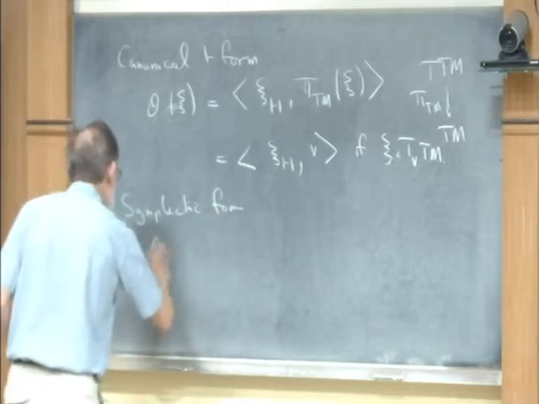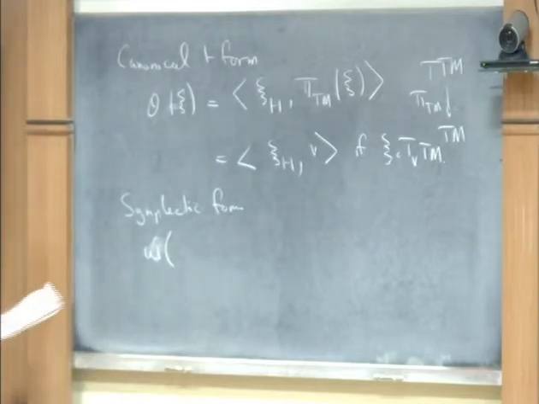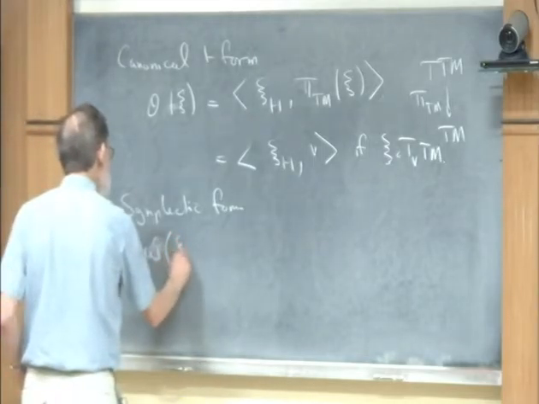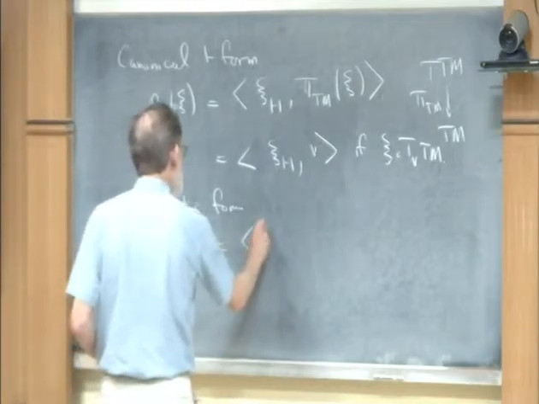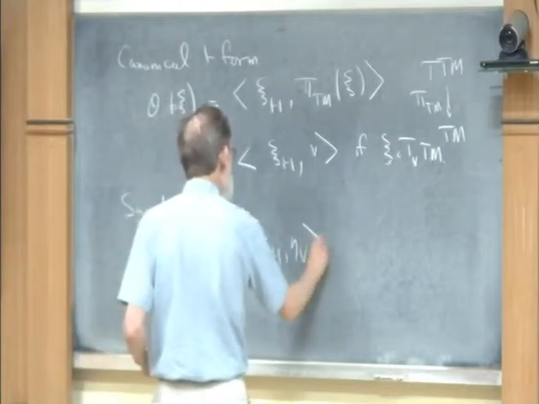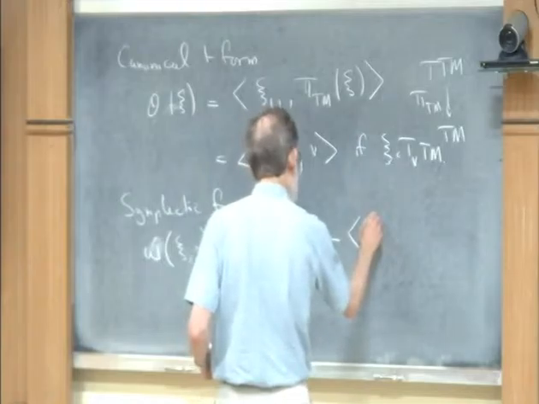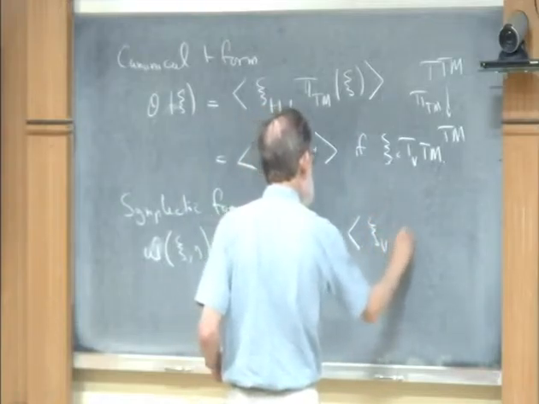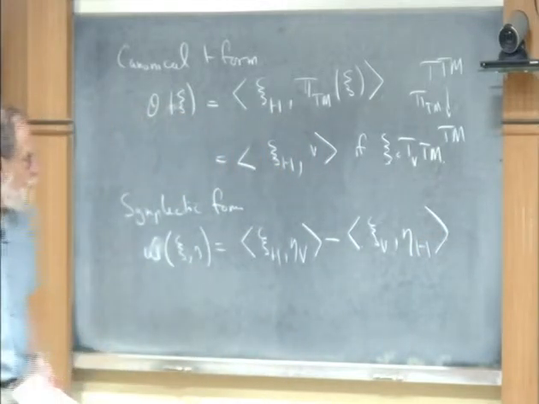Whoops, I do not mean theta, I mean omega. And so omega of xi, eta is xi h with eta v minus xi v with eta h. I think it's that.